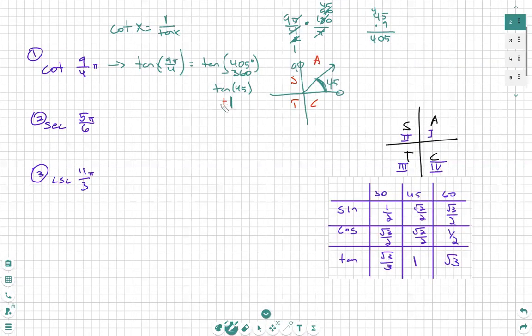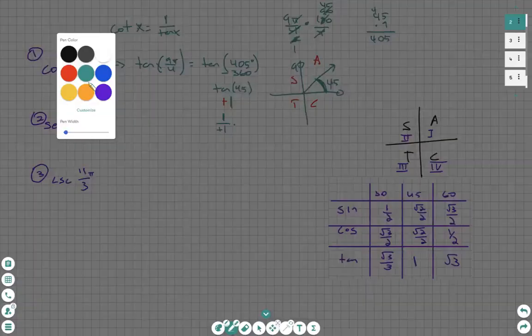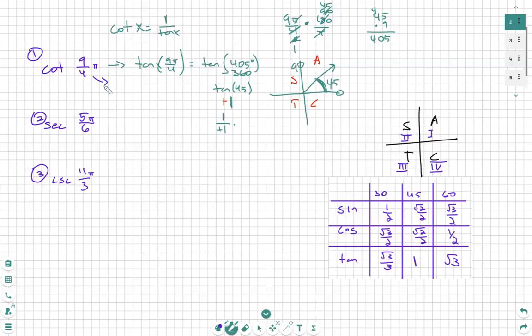Next, we need to find the cotangent of that, which is going to be fairly easy. We're going to put 1 over that positive 1 we just found. Therefore, our final answer is going to be 1.